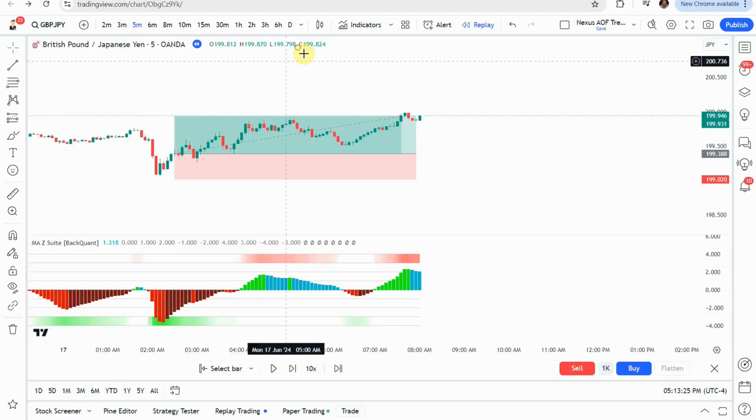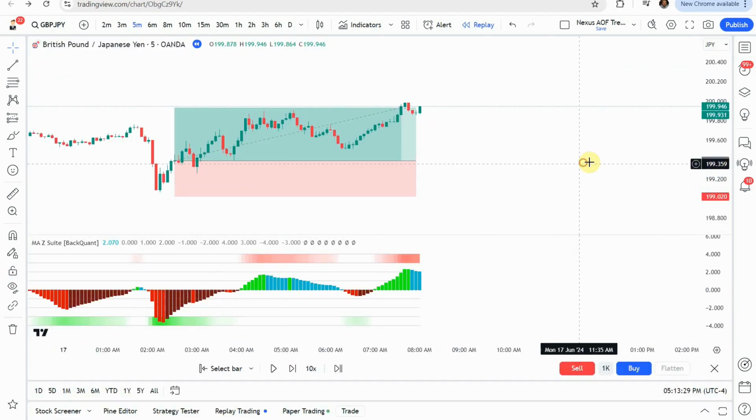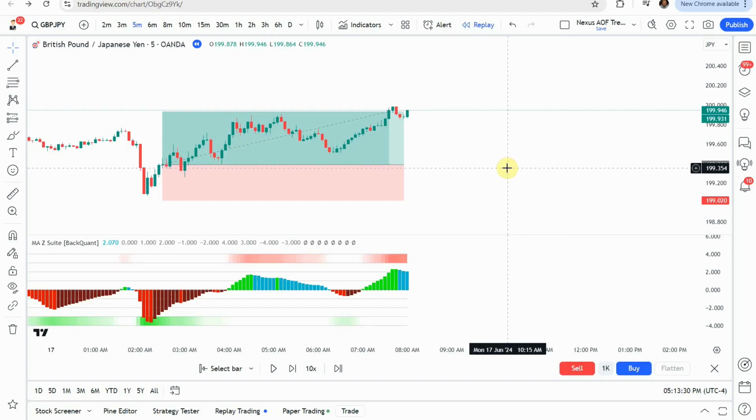All right, that's it for this indicator here. We're going to go ahead and put this one on the no list and move on to the next indicator from here.